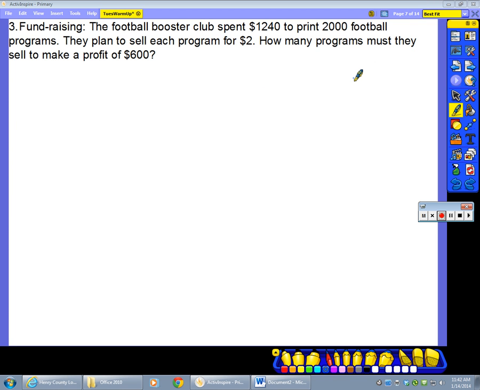All right. Number 3, the Football Booster Club spent $12.40 to print 2,000 football programs. They plan to sell each program for $2. How many programs must they sell to make a profit of $600?